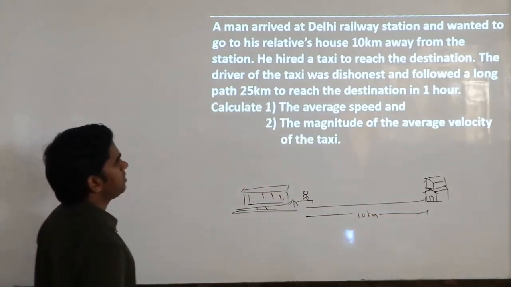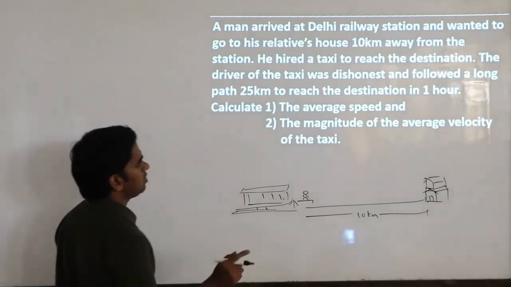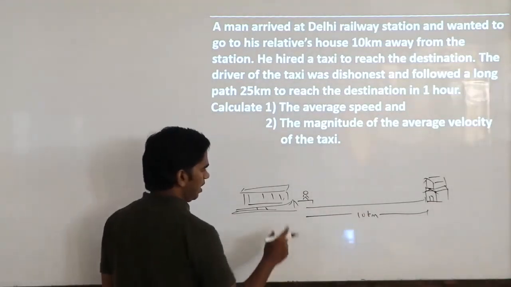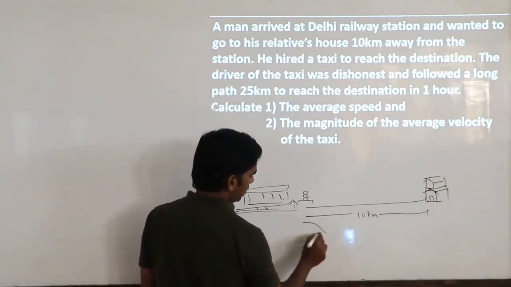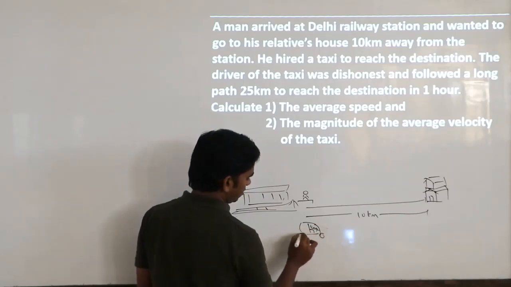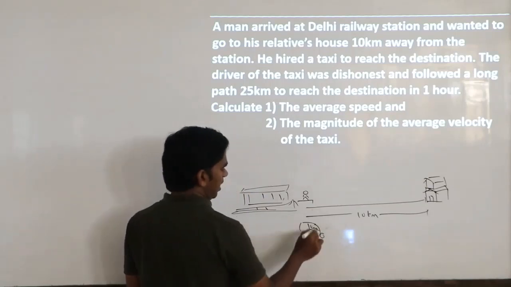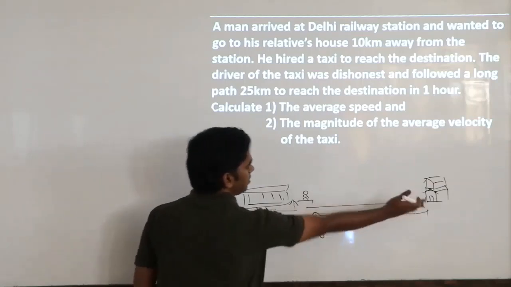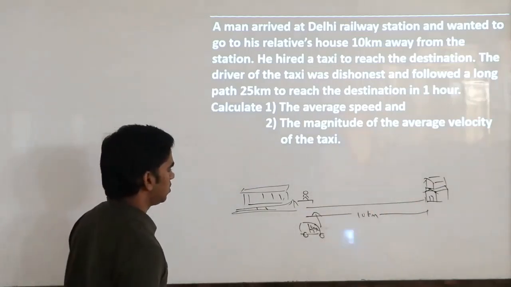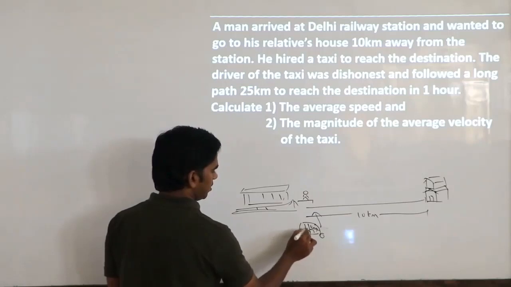He hired a taxi to reach the destination. Okay, so he will hire a taxi. Think that this is the taxi. He hired a taxi to reach the relative's house. So there he has to get here.